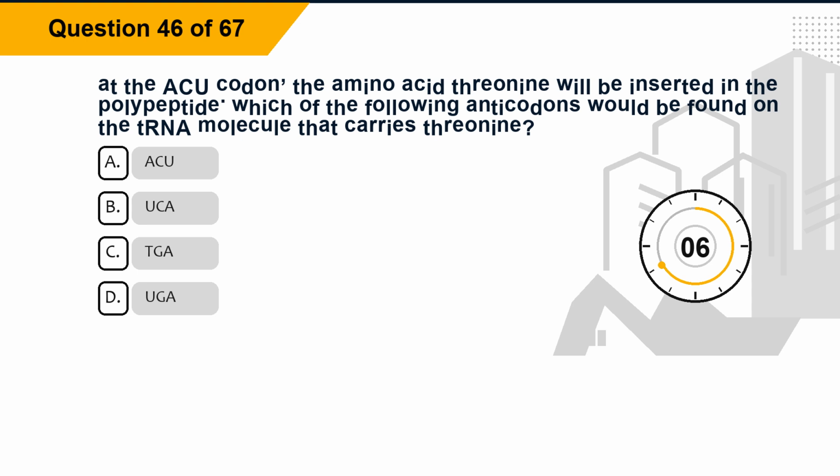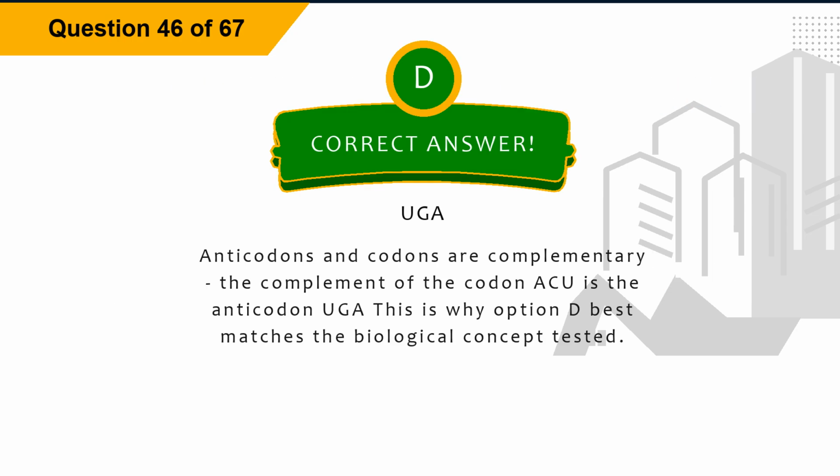Option A, ACU. Option B, UCA. Option C, TGA. Option D, UGA. The correct answer is option D, UGA. Explanation. Anticodons and codons are complementary. The complement of the codon ACU is the anticodon UGA. This is why option D best matches the biological concept tested.